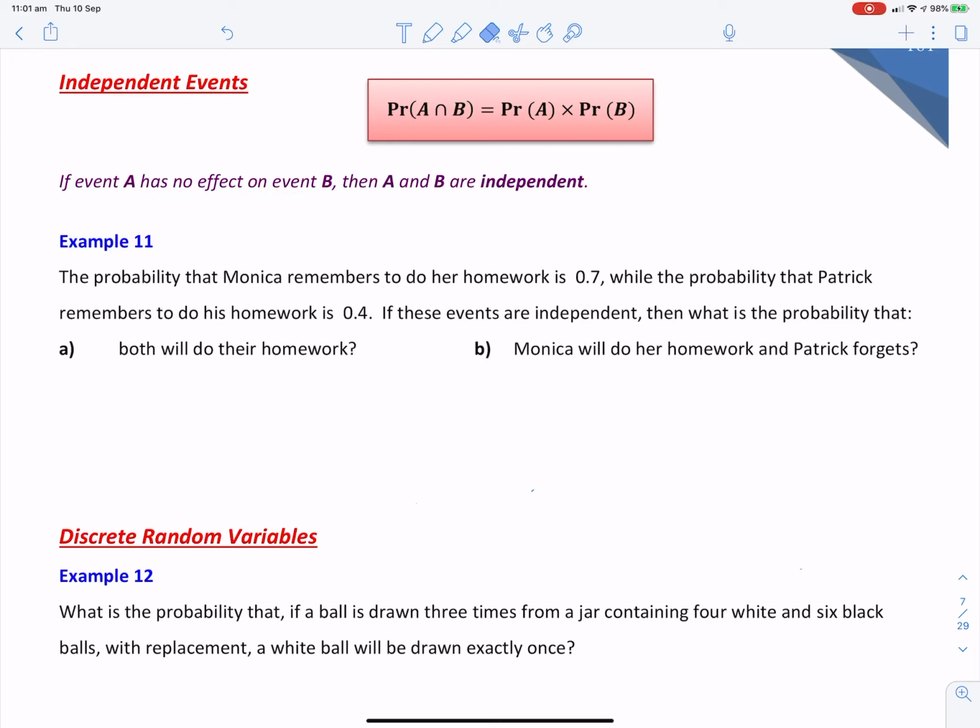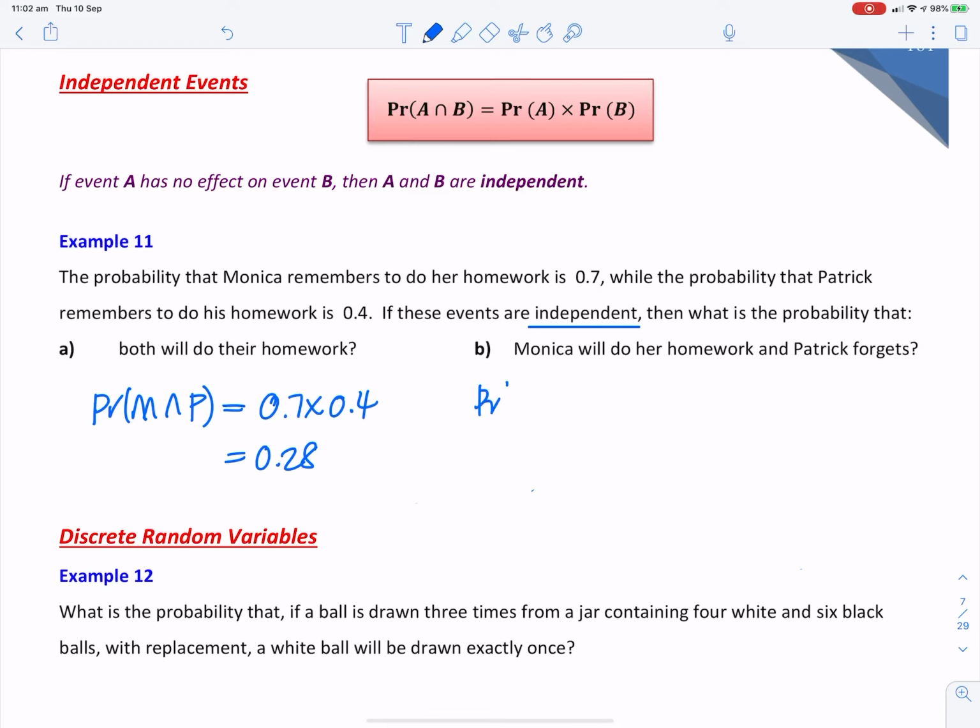So the probability that Monica remembers to do her homework is 0.7. The probability that Patrick remembers to do his is 0.4. If the events are independent, i.e. they have no effect on each other, what's the probability that they'll both do it? We just multiply their probabilities. We get 28% or 0.28.